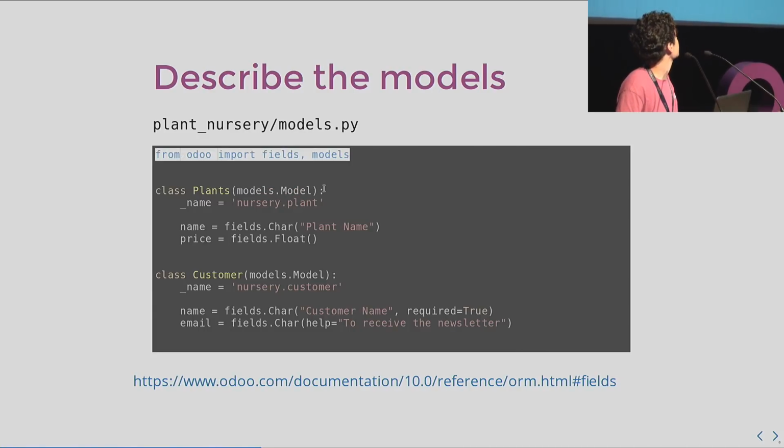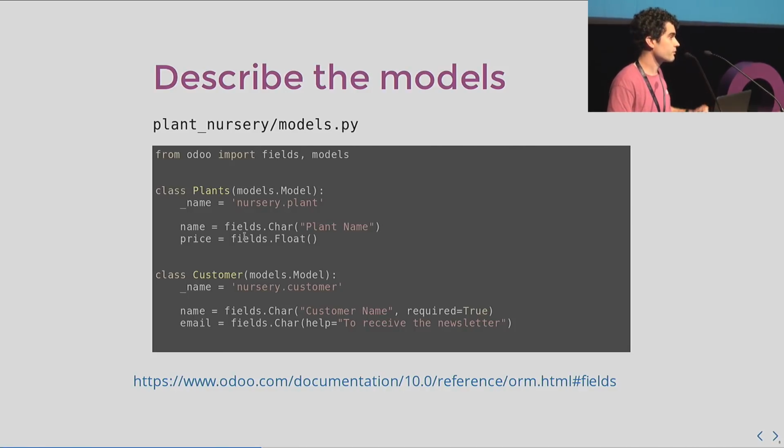To gain all the features from the ORM, you always need to create a Python class extending models.Model. Import it here. And then you can create your fields. The fields declaration is quite easy. name equals fields.Char, price equals fields.Float. All these to create here. I create a model called nursery.plant that has two attributes, a name and a price. The name is a char and the price is a float.